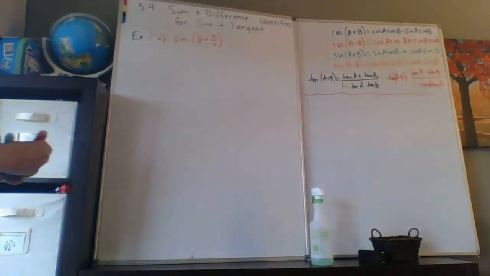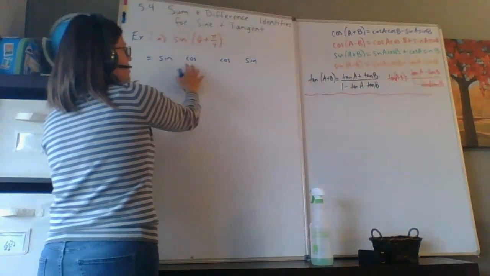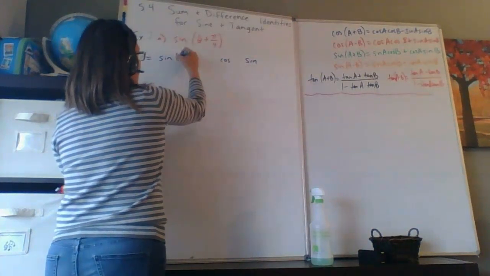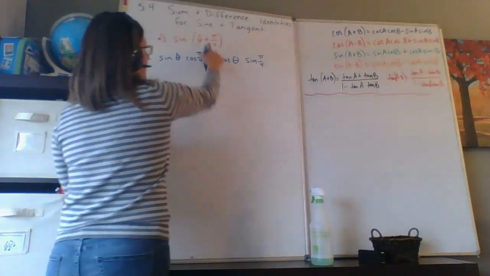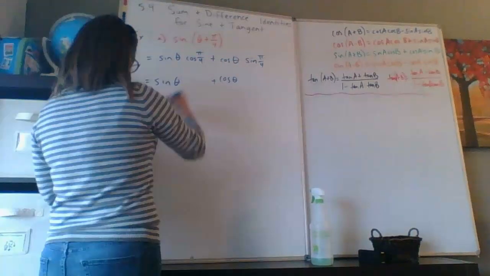Sine of theta plus pi over 4 is sine of A plus B, or our sine sandwich. So the pattern will be sine, cosine, cosine, sine. The angle order stays the same, and the sign will stay the same since it's the sine of A plus B. Since we do not know theta, sine theta and cosine theta are unknown.